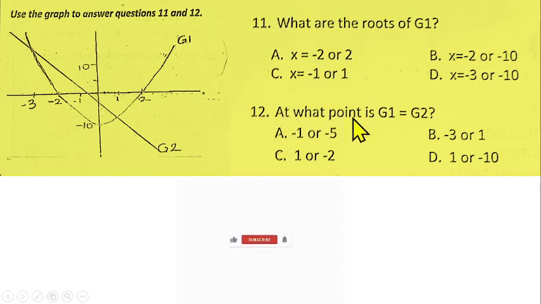Then for question number 12, at what point is G1 equal to G2? Where G1 intercepts G2, that's where they are equal. So they cut here and they also cut here. At that point, what will be the value of our x? If you trace this point down, you have x is minus 3, and at this point x is plus 1. So x is minus 3 or x is 1, where G1 is equal to G2. So option B is the correct option for question number 12, while question number 11 is option A.